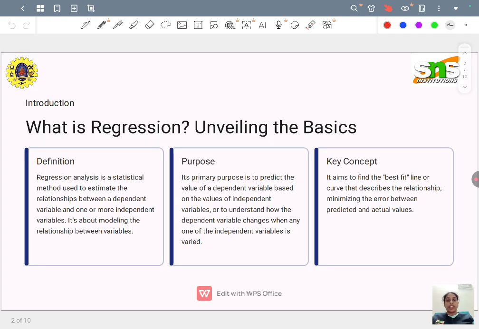Okay. What is regression? Regression analysis is essentially a method to estimate the relationship between a dependent variable, something we want to predict, and one or more independent variables, which are nothing but the factors that might influence it. Its main purpose is twofold. First one is to predict outcomes, and second one is to understand how changes in one factor impact the outcome. At its heart, regression tries to find the best fit line or curve that explains the data while minimizing error.